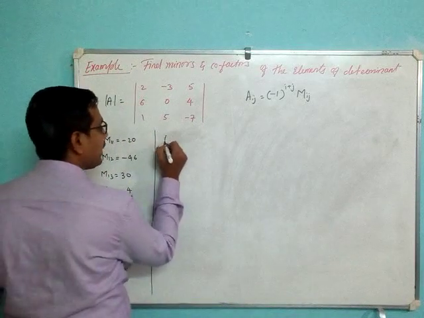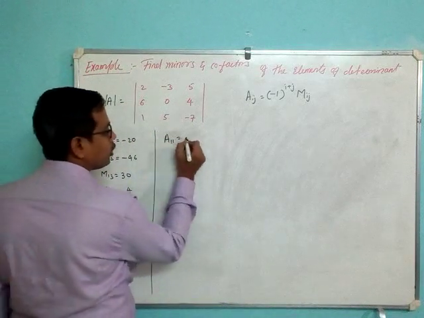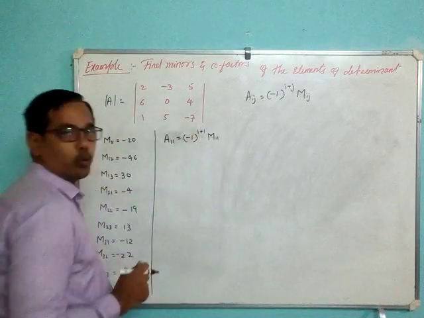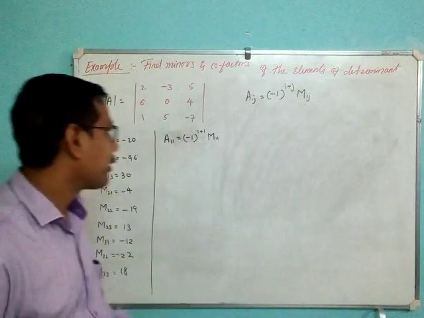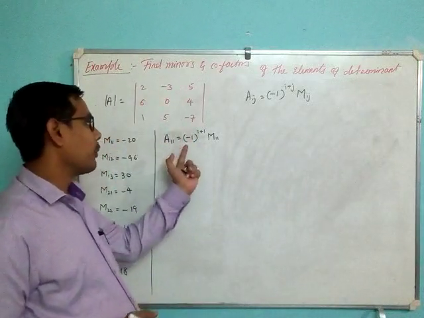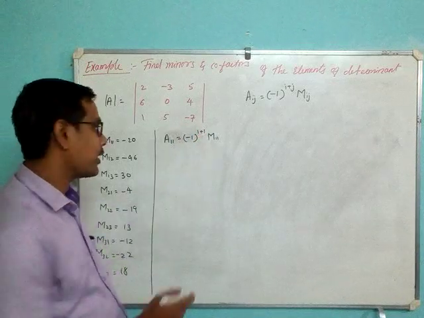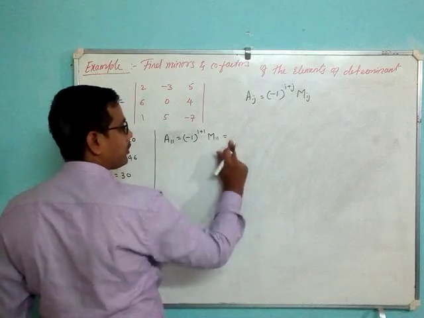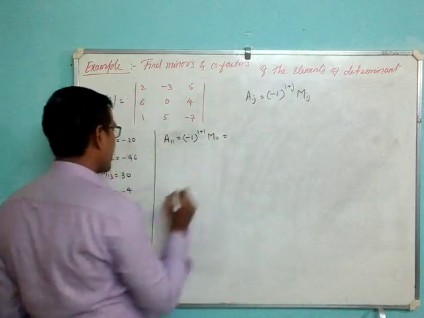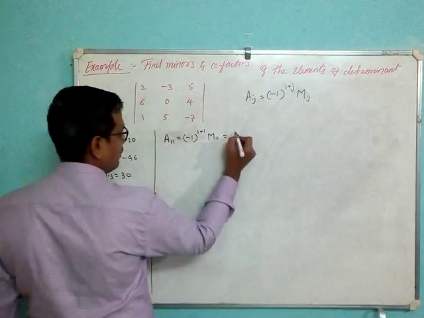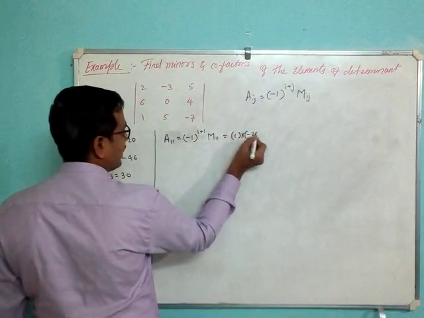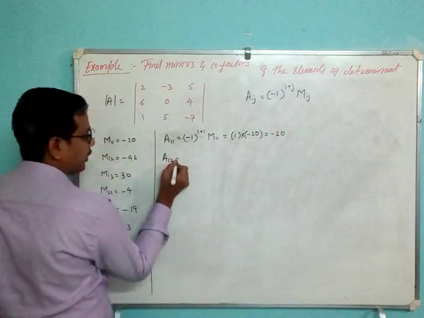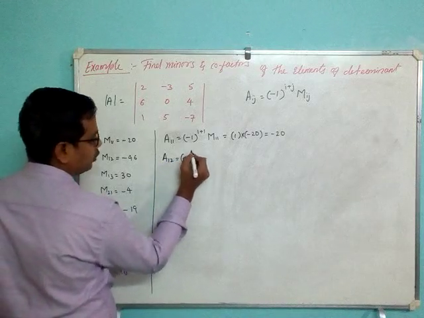So what will be A11? Minus 1 to the power 1 plus 1 into M11. Why? Because i is 1 and j is 1. So minus 1 to the power 1 plus 1 is minus 1 to the power 2, that is plus 1. So what is M11? So this will be plus 1 into minus 20. So minus 20.